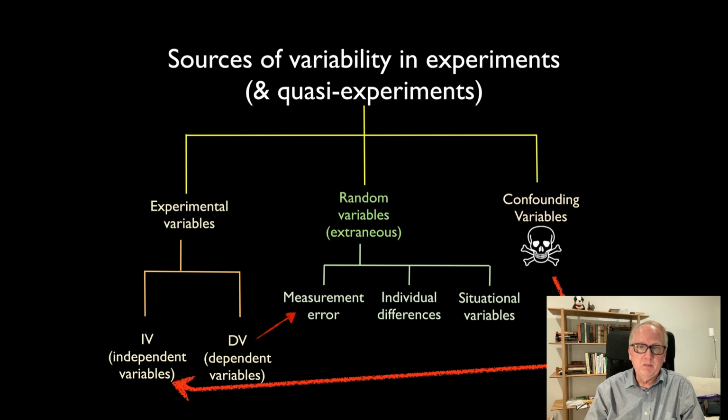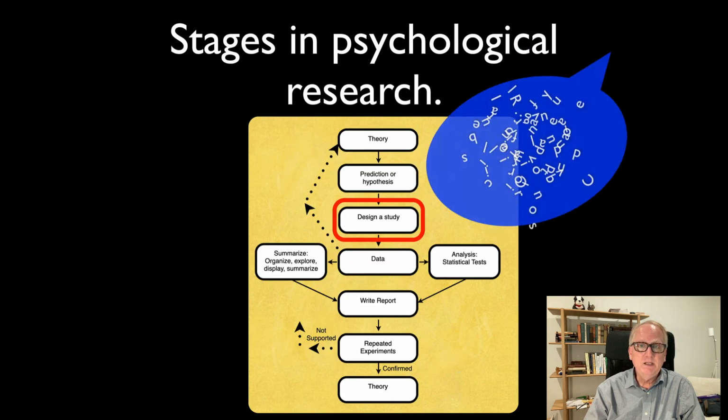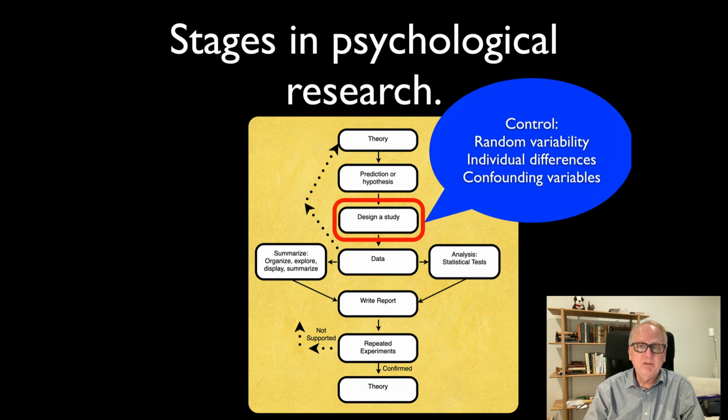I'll just say, by the way, before I go into more detail about confounding variables, that one of the things that we spent a lot of time on in our design of our experiment is trying to design our study to have control over those other sources of variability. So we try to do what we can to reduce the random variability, to reduce the influence of individual differences, and to reduce the confounding variables. Those are all things we're trying to design out of an experiment or out of a study. The more we can do that, the more confident we can feel we understand the relationship between our variables.